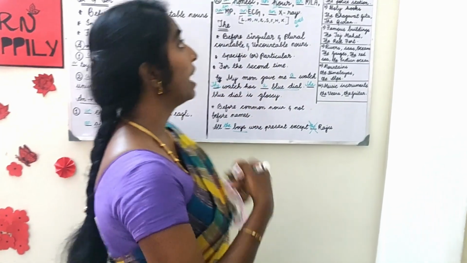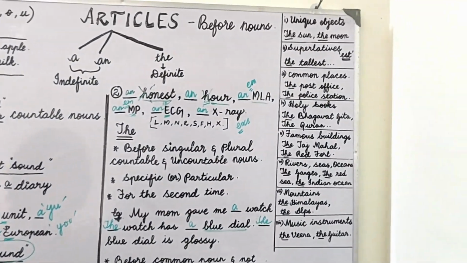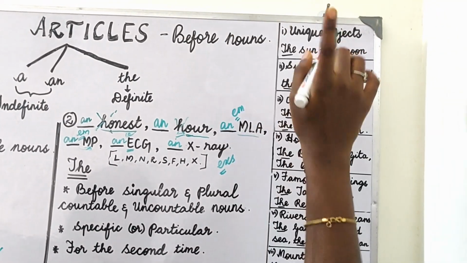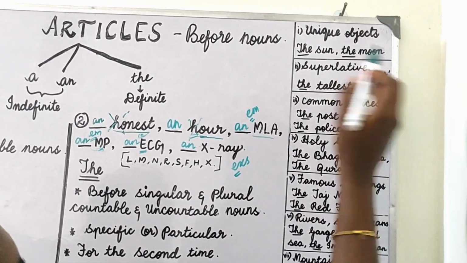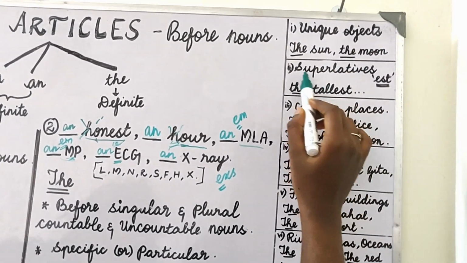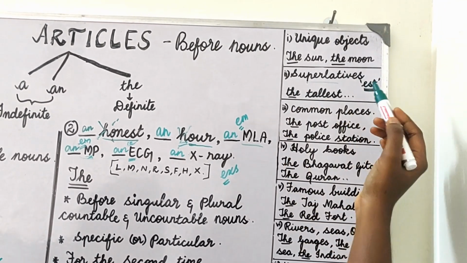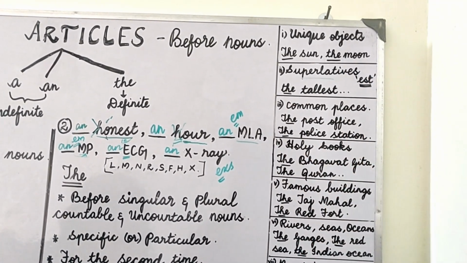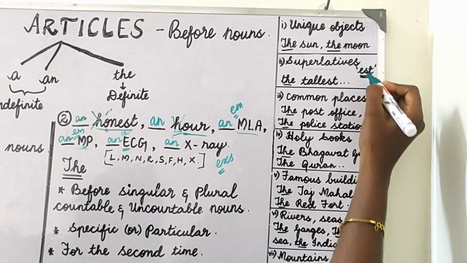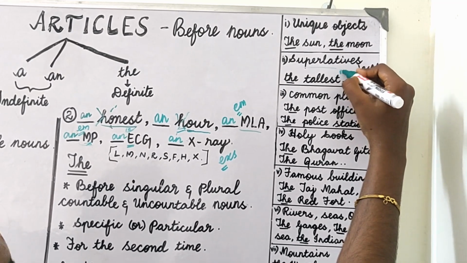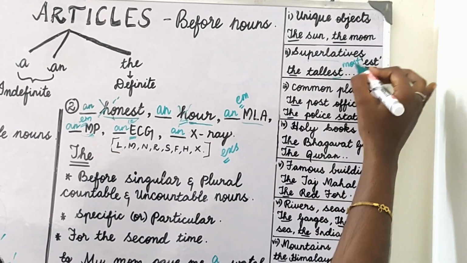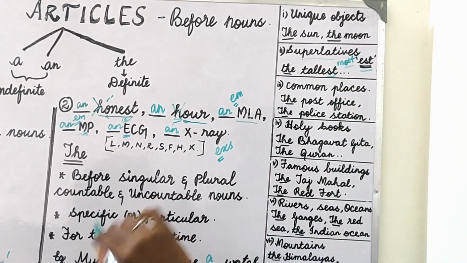Okay, next, where else will we be using the? Before unique objects. Unique objects is nothing but only one. So the sun is one, the moon is one. The sun rises in the east, the moon is beautiful. Then superlative degrees. So you know degrees of comparison, superlative degrees. He is the tallest of all, he is the shortest of all, wherever est comes, and wherever most comes, she is the most beautiful woman. So est, superlative degrees, and most, there you should be using the.